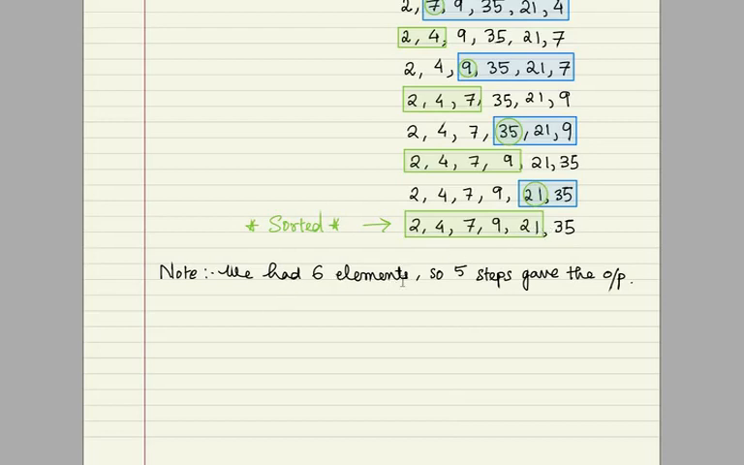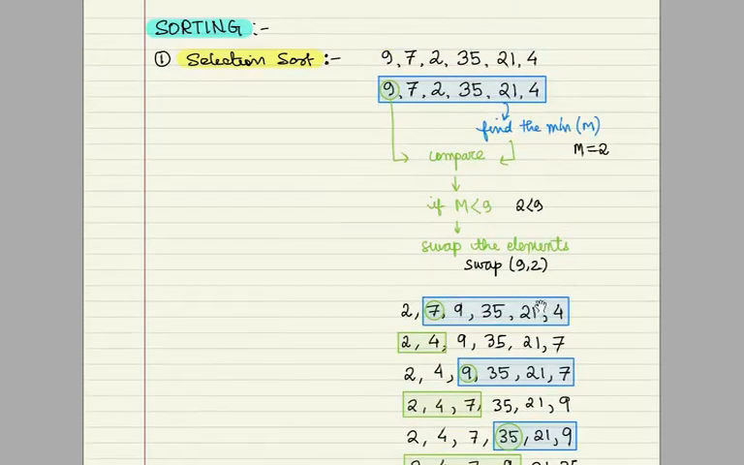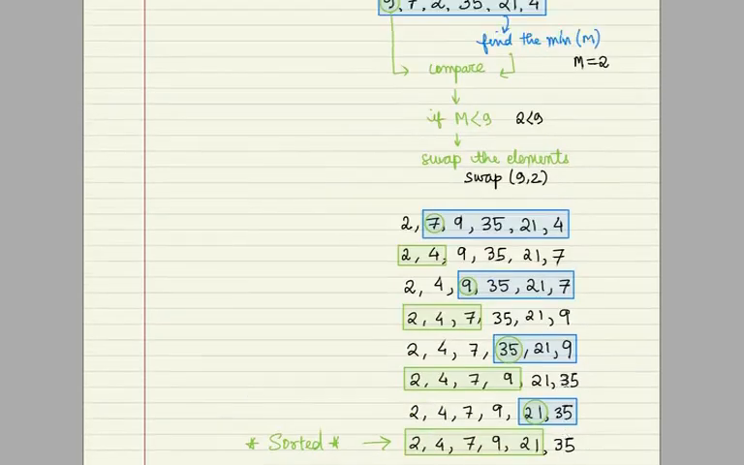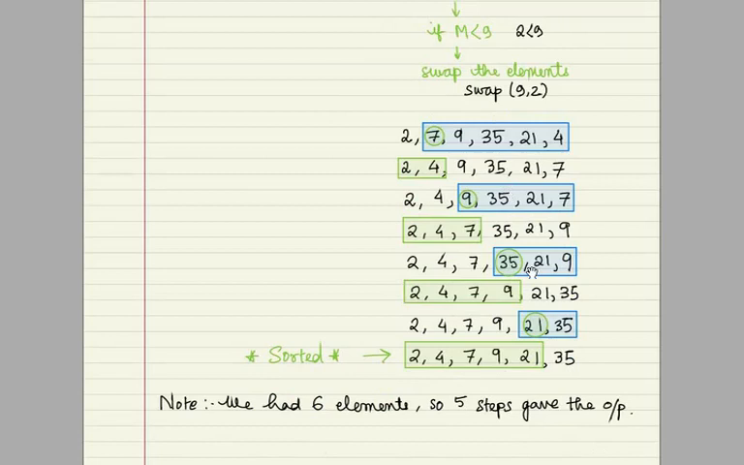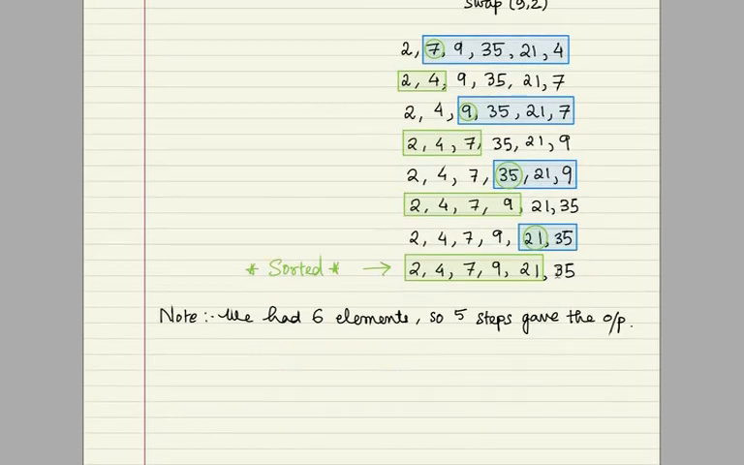So we had 6 elements, and so 5 steps gave the output. So what are the 5 steps we had? We had 1, 2, 3, 4, 5. So we had 1, then 2, then 3, and then 4 and 5. So these are the 5 steps that we did in order to arrange all the elements in their correct place, in order to have ascending order. How many elements were there? There were 6 elements, and steps required were 5. So that means if we had n elements, then we basically did n minus 1 steps to find the output.